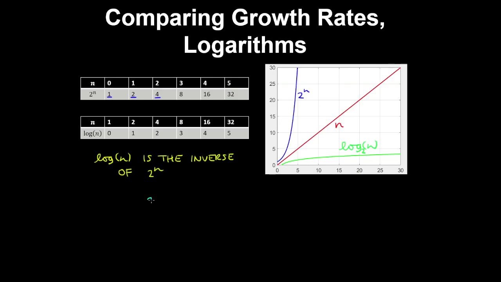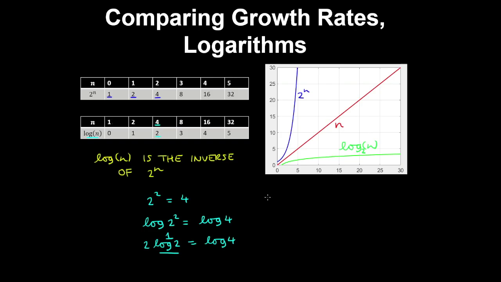So for example, when we have 2 squared is equal to 4, and if we take the log of both sides, so we have log 2 squared is log 4, and applying the rules for logarithms on the left hand side, we get 2 log 2 is equal to log 4, and log base 2 of 2 is 1, so we obtain log 4 is equal to 2.